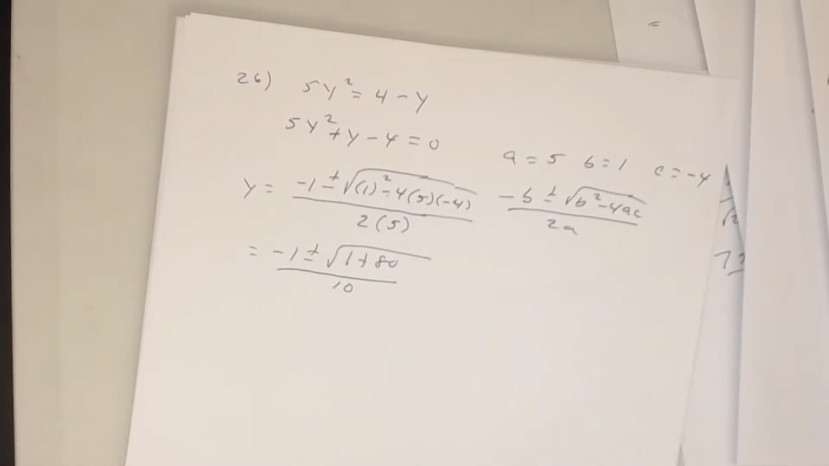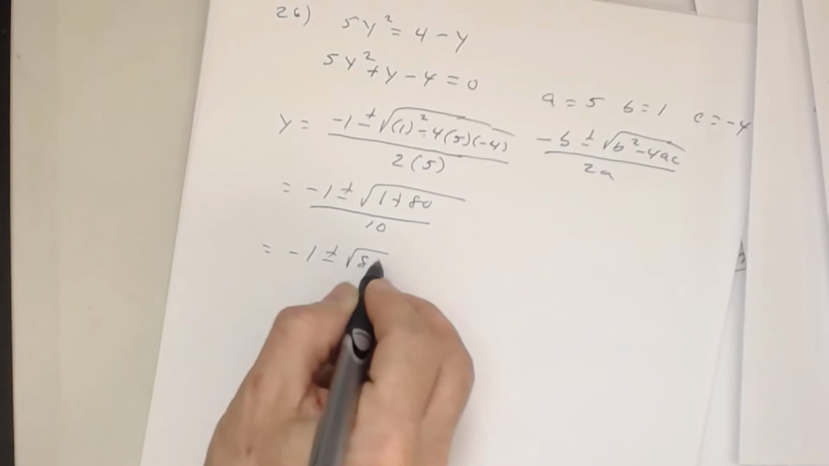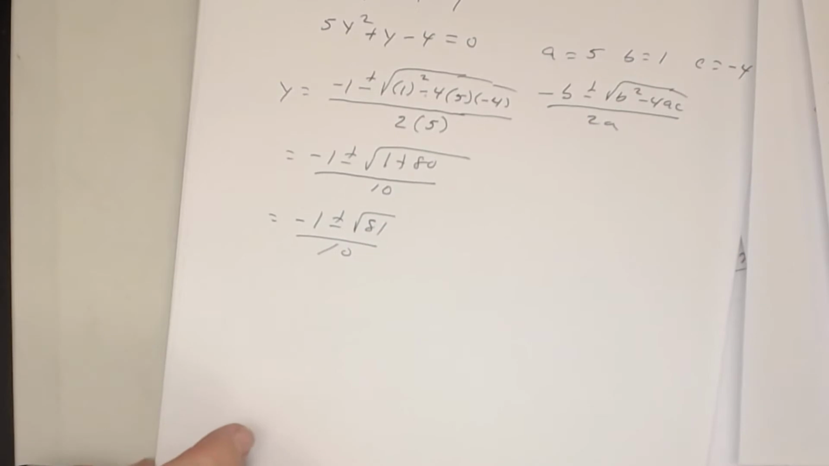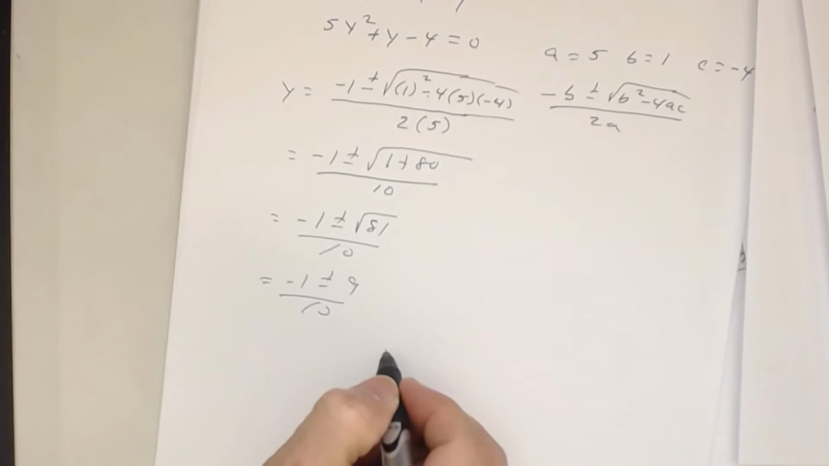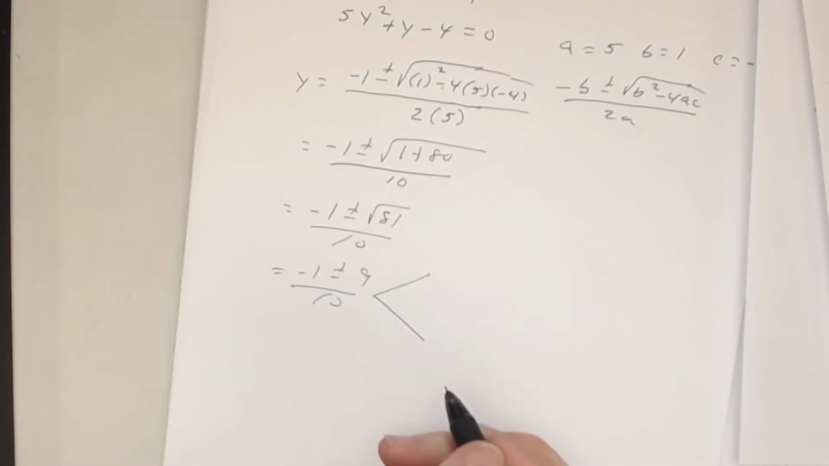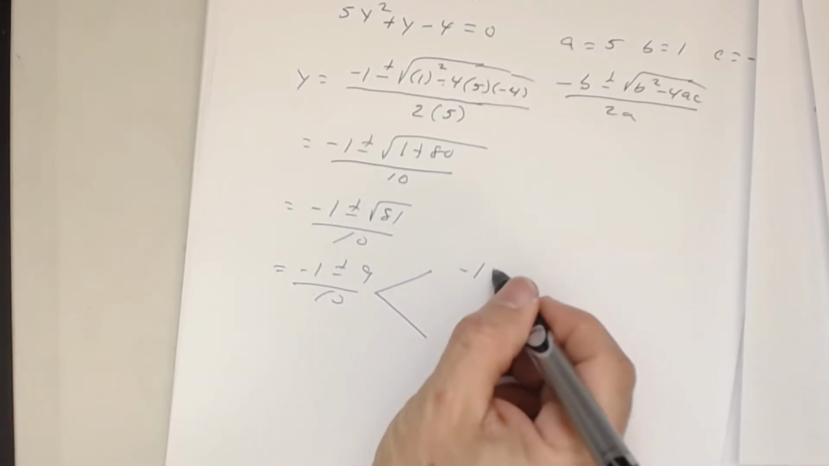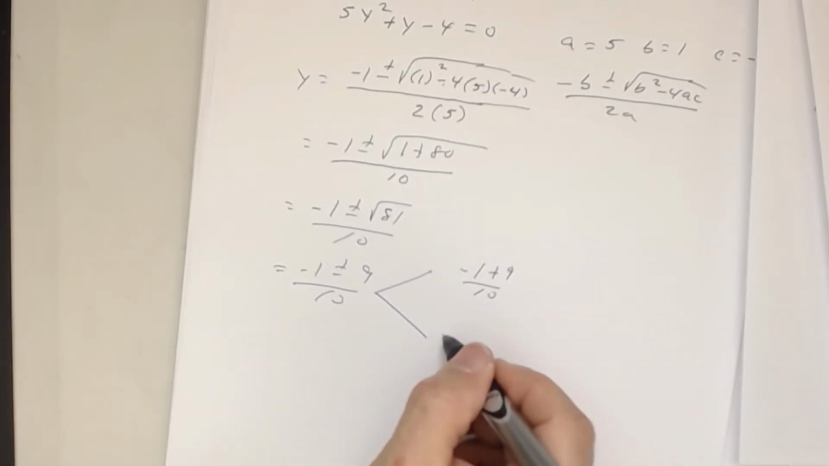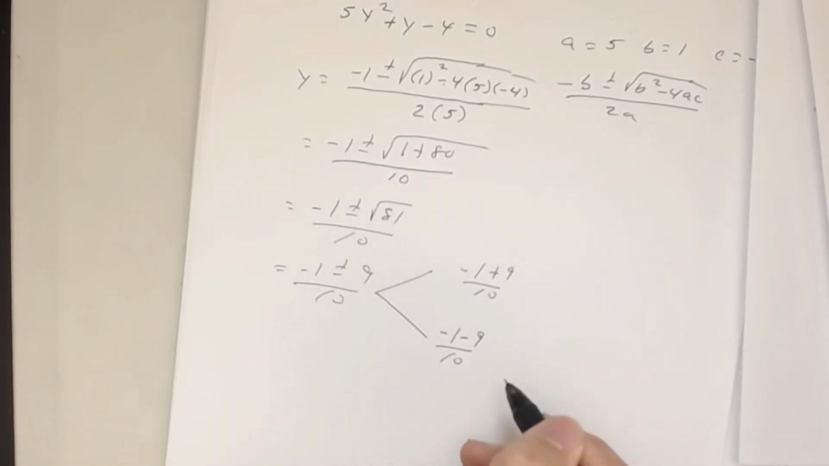Now let's rewrite that radicand. What's 1 plus 80? 81. So that's negative 1 plus or minus the square root of 81 all over 10. And you know how to simplify the square root of 81. What's the square root of 81? 9. So that's negative 1 plus or minus 9 divided by 10. And now you're going to rewrite this as 2 fractions. Negative 1 plus 9 divided by 10. And then what? Negative 1 minus 9 divided by 10.